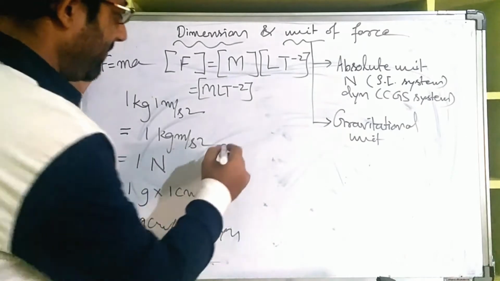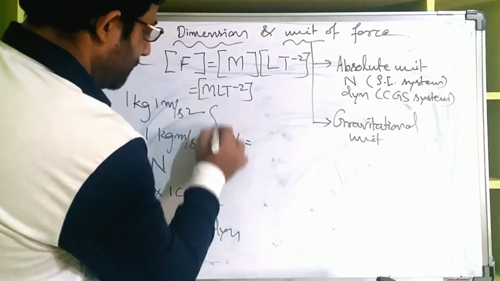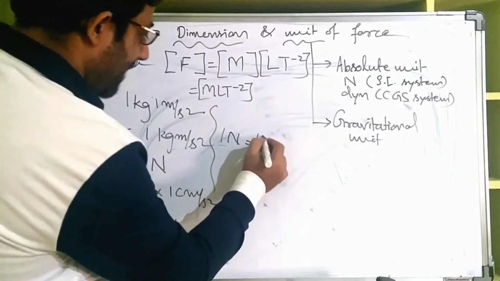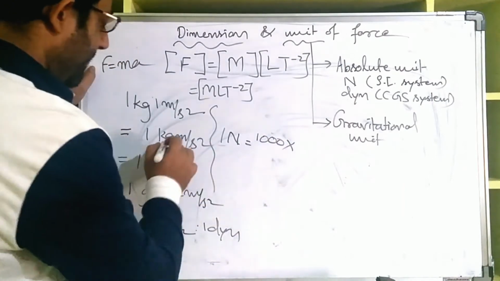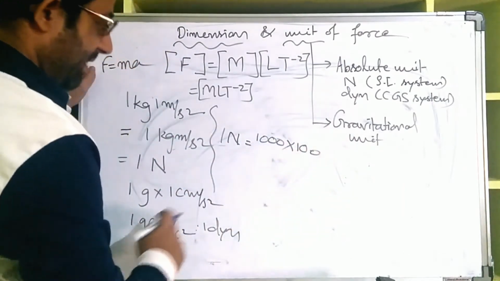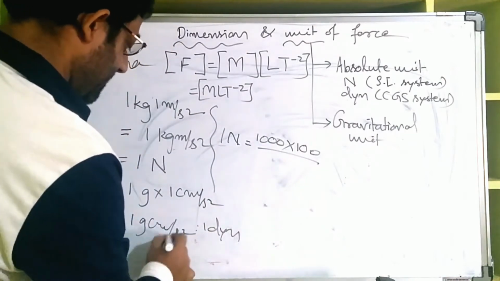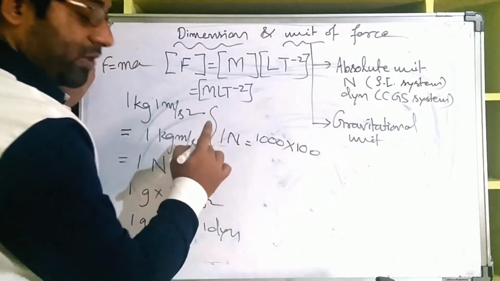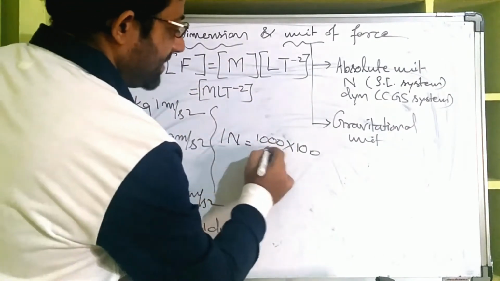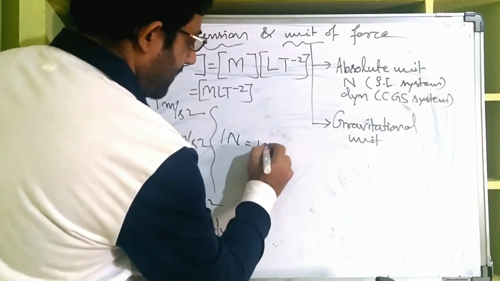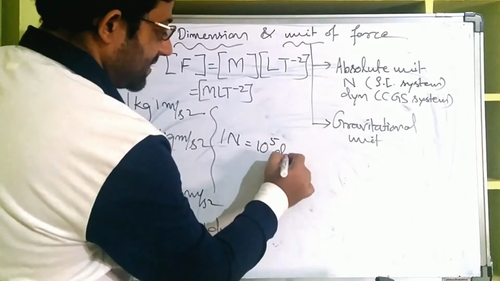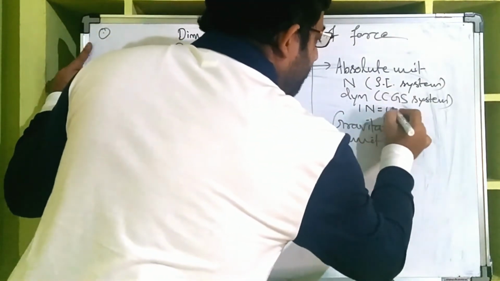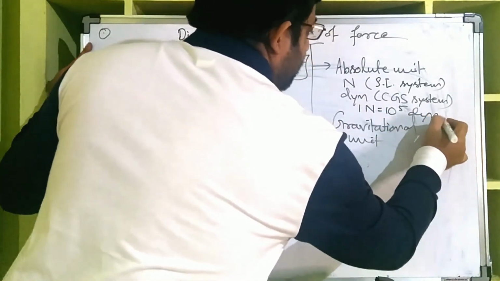And what is the relationship between them? 1 Newton is equal to 1 kg meter per second square. So if I convert kg to gram, 1000 grams multiplied by meter; if I make that a centimeter, 100 cm, divided by second square only. So these many gram cm per second square. 1 Newton was 1 kg meter per second square, or it is 10 to the power 5 gram cm per second square. That's a dyne. So the relation is 1 Newton is equal to 10 to the power 5 dynes.